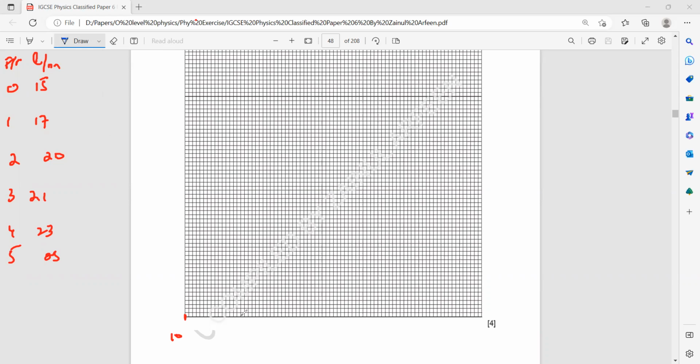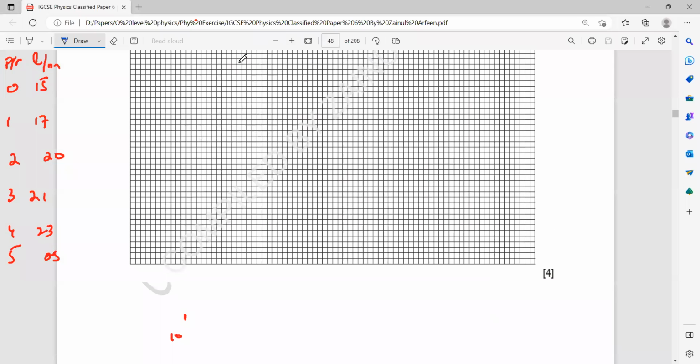Then after 10 boxes, we want to extend the scale till 25. The maximum value for the length we are having is 25, and the minimum value is 15. So if they did not mention that you should start the graph from the origin, you can start with any number.